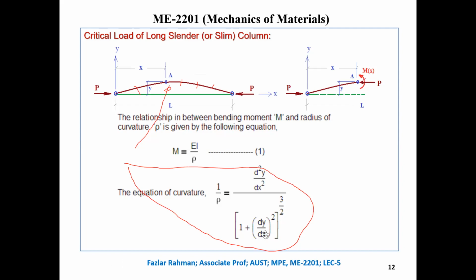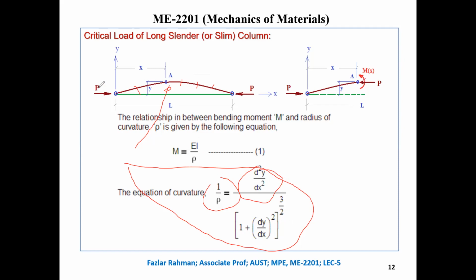Now, if you expand this equation, you will get dy by dx to the power 3, 1 plus 3. If you ignore the higher order terms, then we get 1 by rho equal to this. Now we have 1 by rho, so we will substitute the value of 1 by rho into equation 1.